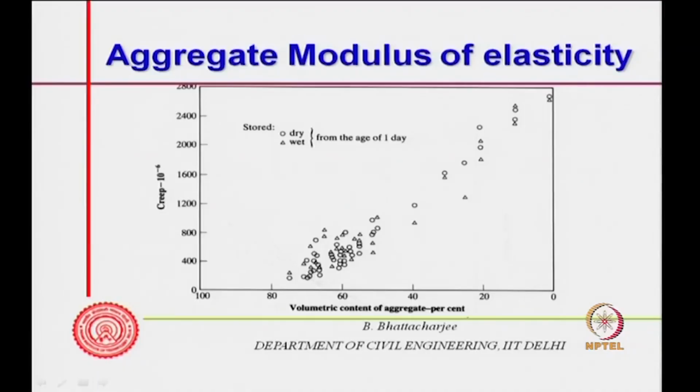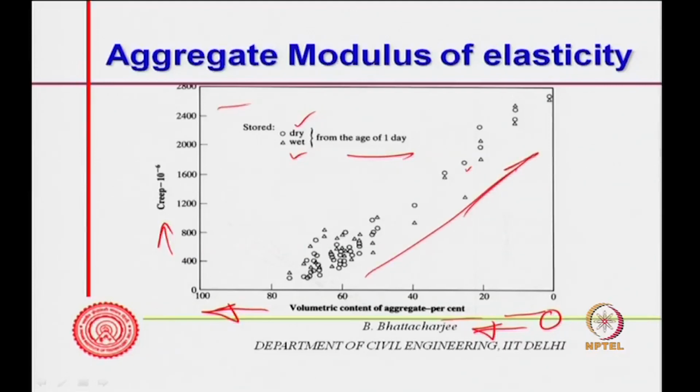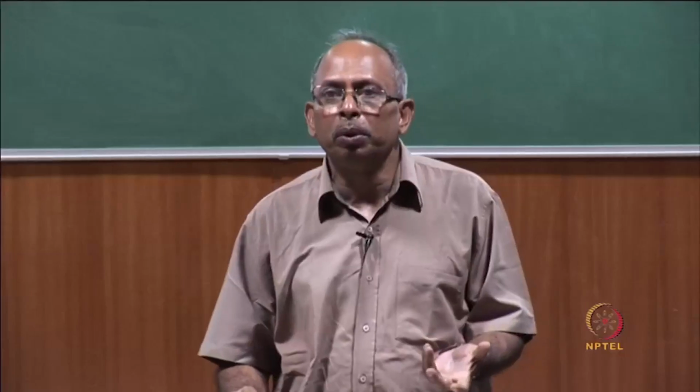You see the volumetric content of the aggregate in percent. This is 100% here, 0% here, so it increases along this direction, and creep is in micro strain. Some of them are for dry specimen, the rounded ones, and these are for wet specimen, and this is creep from the age of 1 day. You can see as you have lesser aggregate, more creep, more aggregate, less creep. This is understandable, because aggregate does not creep.